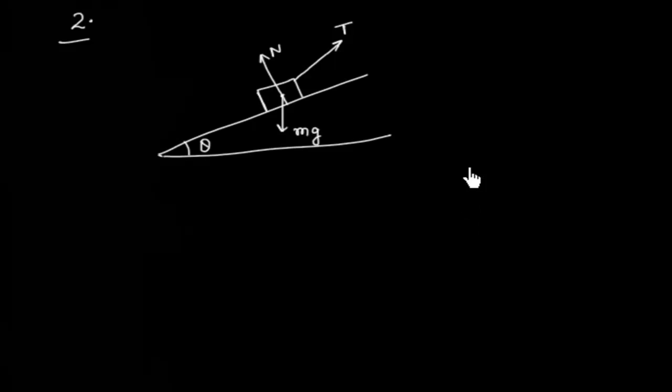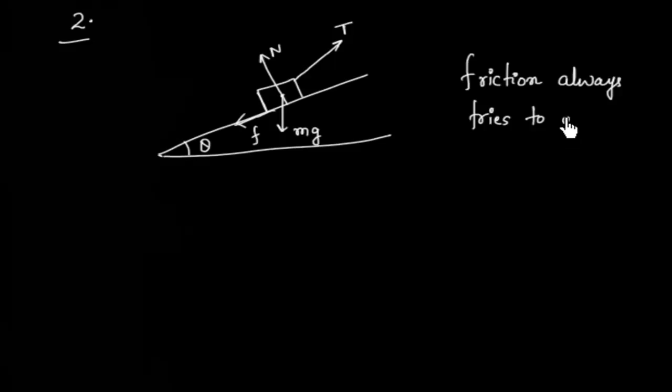Now what about the friction force? This block has a tendency to move up, so the friction force will be in the downward direction, because friction always tries to oppose the motion. Since the block is going up, friction will be in the down direction. Friction always tries to oppose the motion.